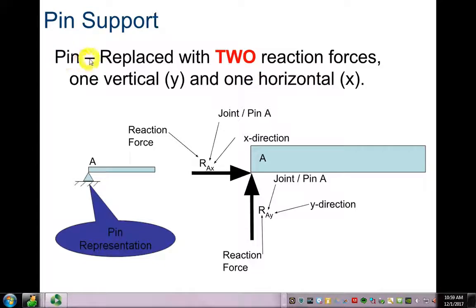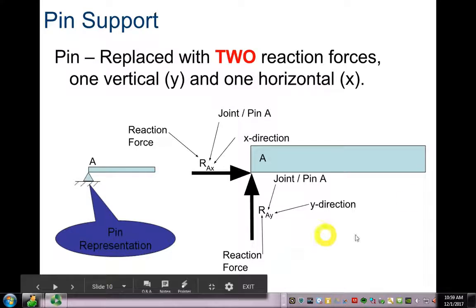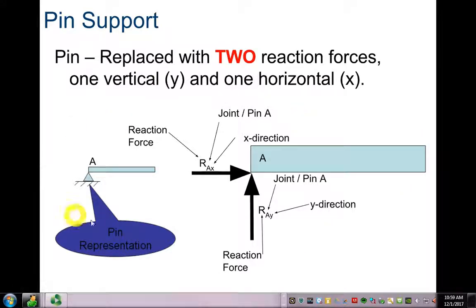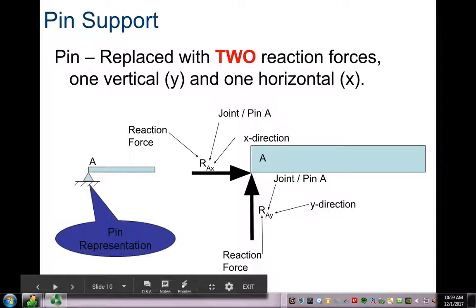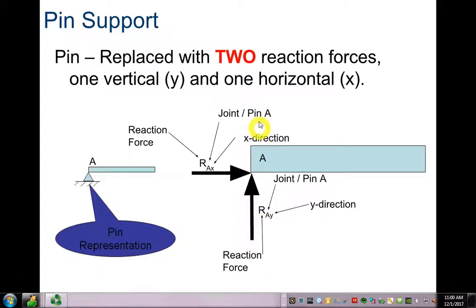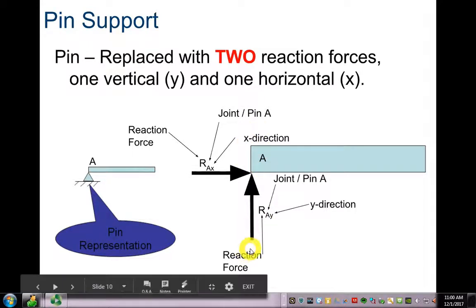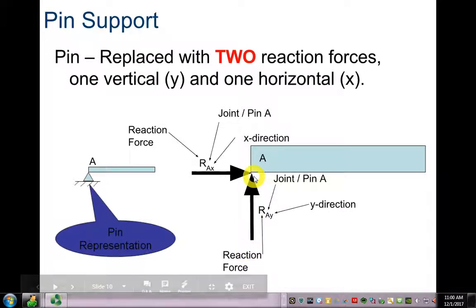Go ahead and write your definition for pin, and you know what, I can't make this any shorter. We need this whole little picture here. I'm going to talk while you're writing this in your notebook. So point A here is basically resting on the support. R stands for reaction, A stands for point A, and Y stands for the Y direction. So this support is pushing back. The beam is pushing down, and the reaction force is pushing back up.